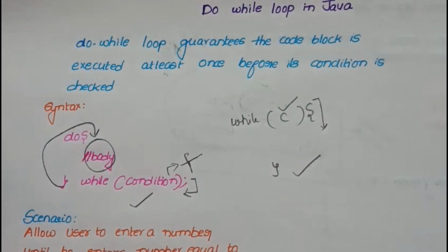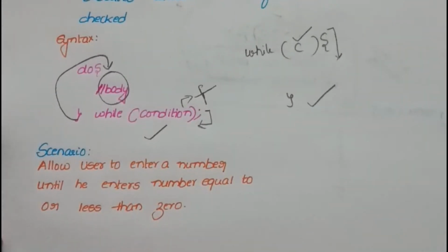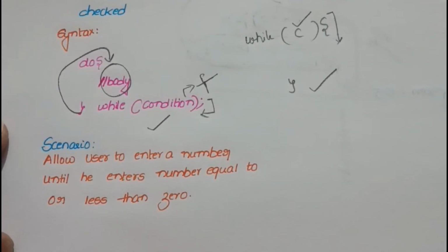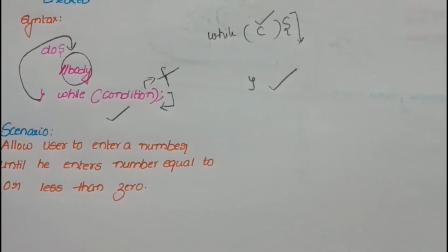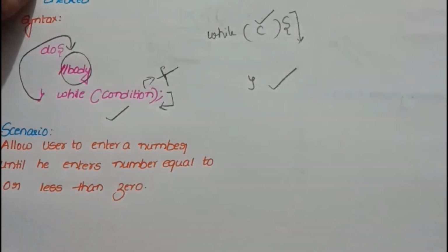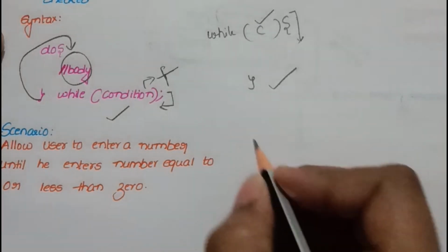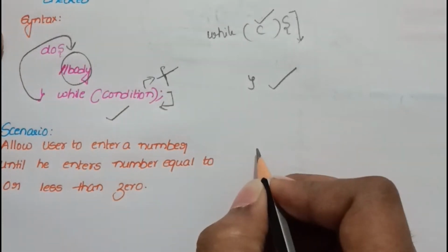Let's solve a basic scenario using the do while loop. Allow the user to enter a number until he enters a number equal to or less than 0. So first we have to allow a user to enter a number. Based on that, if he enters a number greater than 0, we will again ask him to enter a number. If he enters a number equal to 0 or less than 0, then we should terminate the execution. Let's solve this using the do while loop.